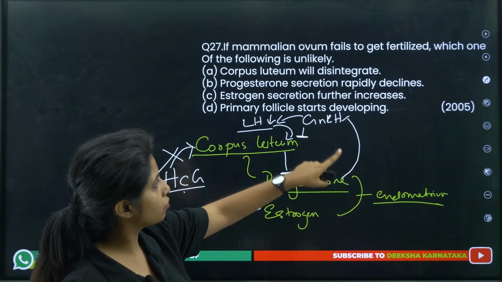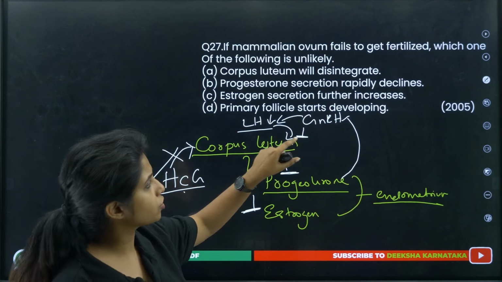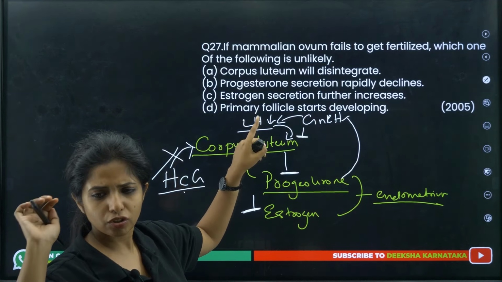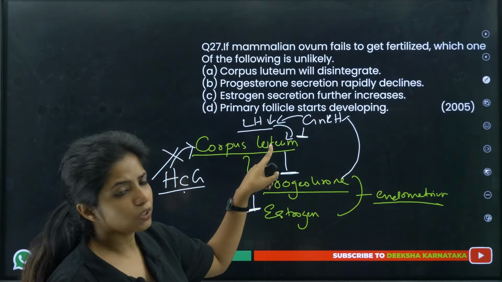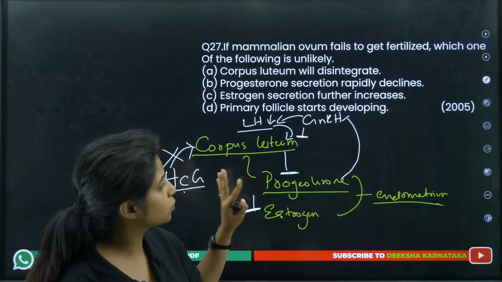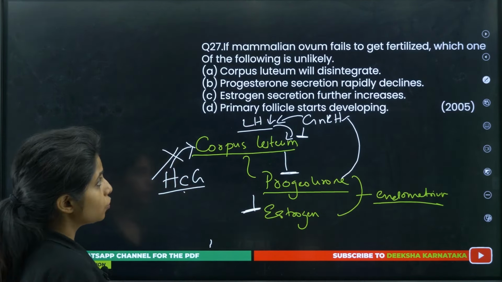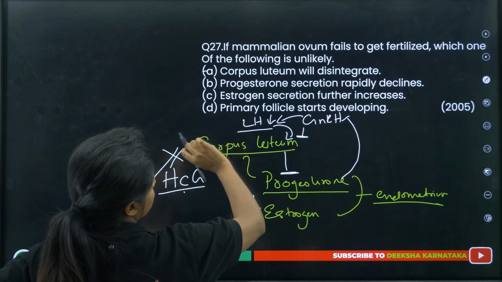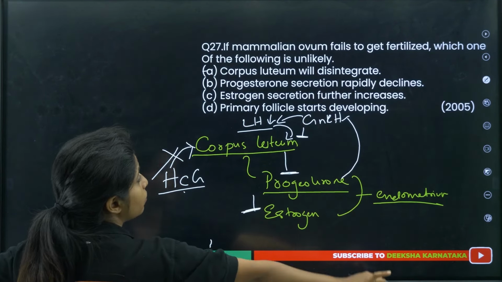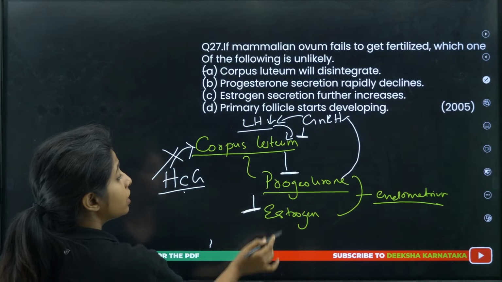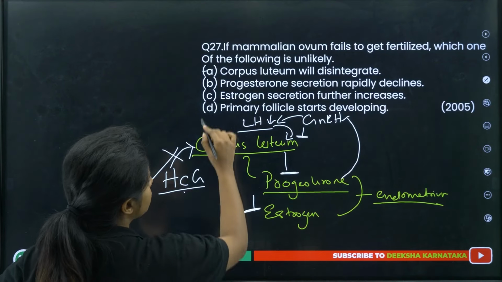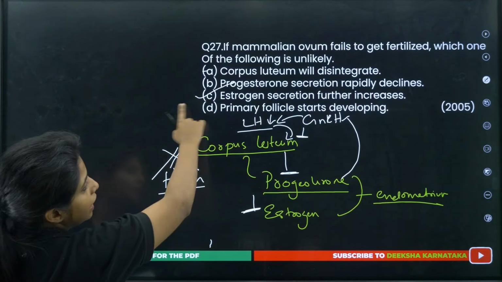Progesterone goes and says to GnRH, please stop your secretion. GnRH tells LH and FSH to stop their secretion. When LH stops, corpus luteum degrades. When corpus luteum degrades, progesterone goes down, estrogen also goes down, and the endometrium flows down. So corpus luteum will disintegrate, it will happen, children. Progesterone secretion rapidly declines, it will also happen. Estrogen secretion further increases, how can that happen? It also decreases, right? So this is wrong, it is unlikely.